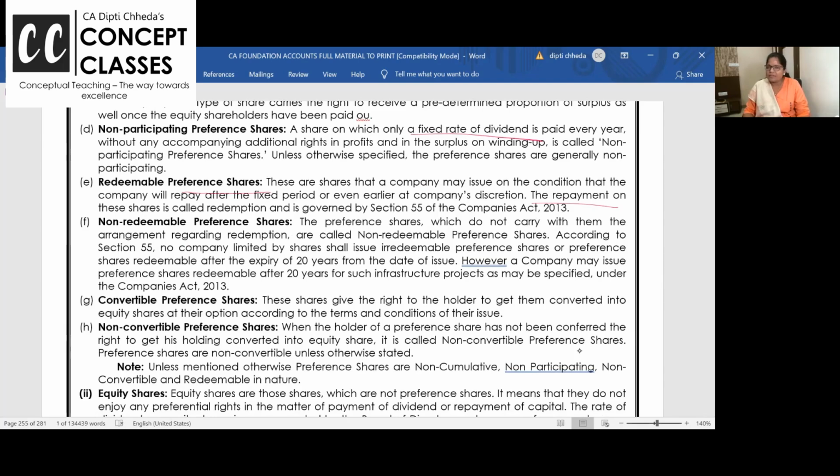Non-redeemable means they'll not be repaid. But according to Section 55, no company shall issue preference shares with more than 20 years. So they have to repay it back. Clear है आप सबको?